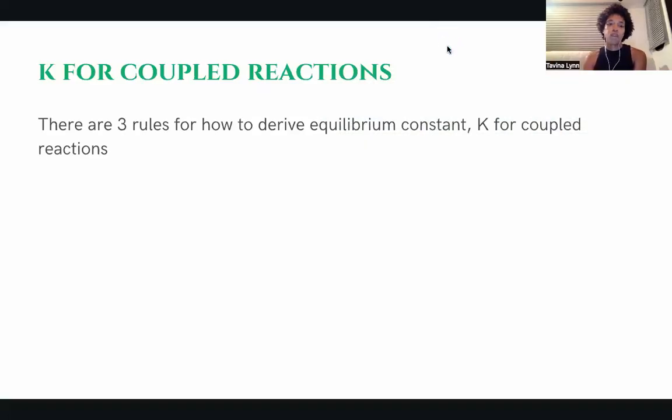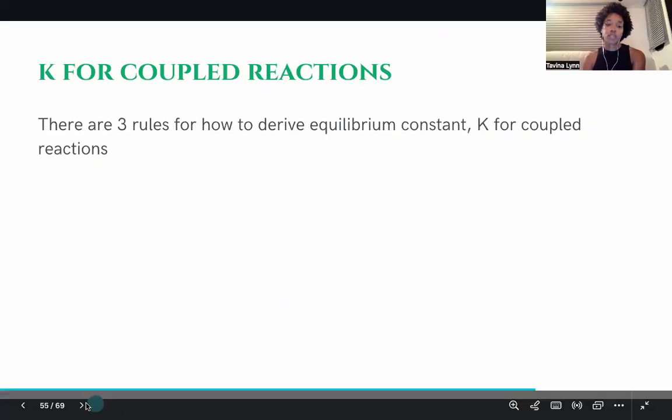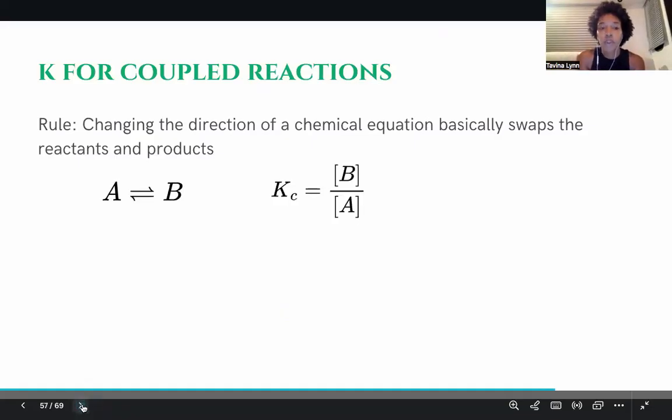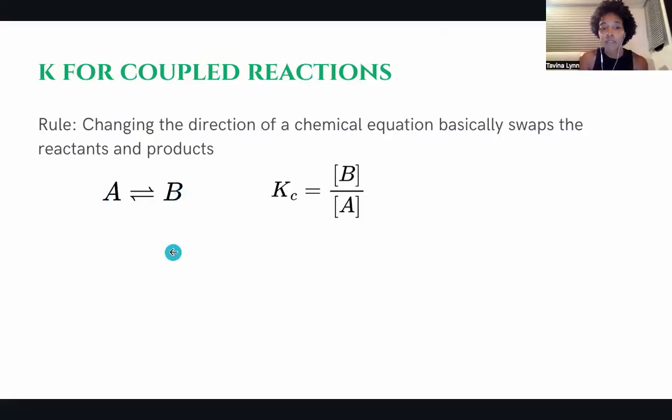Okay, so there are three rules we're going to discuss for how we would derive our equilibrium constant for coupled reactions. So our first rule states that changing the direction of a chemical equation basically swaps the reactants and products, right? So going in the forward direction where we have reactant A forming product B, if we change the direction, our reactant becomes B and our product becomes A.